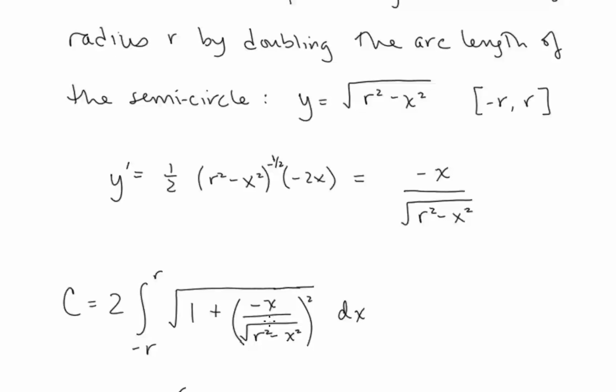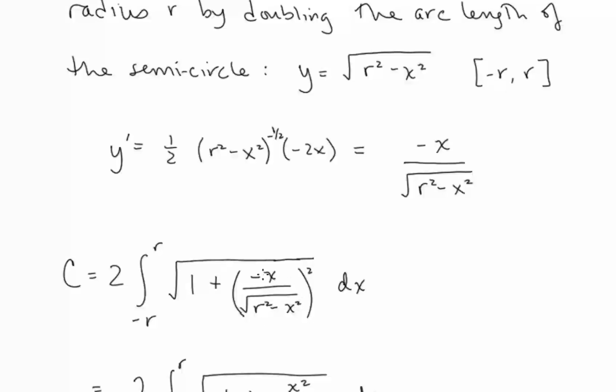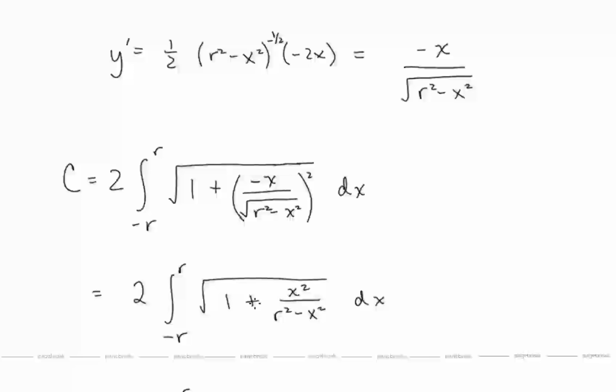Now notice we're looking for circumference here, and that's going to be double the arc length of the semicircle. So I put in a 2 here so that we have the entire circumference of the circle. So now let's square here. That's going to get rid of the negative and the radical. We're going to have x squared over r squared minus x squared.